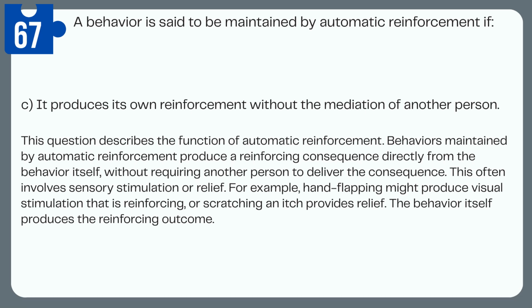This question describes the function of automatic reinforcement. Behaviors maintained by automatic reinforcement produce a reinforcing consequence directly from the behavior itself, without requiring another person to deliver the consequence. This often involves sensory stimulation or relief. For example, hand flapping might produce visual stimulation that is reinforcing, or scratching an itch provides relief. The behavior itself produces the reinforcing outcome.